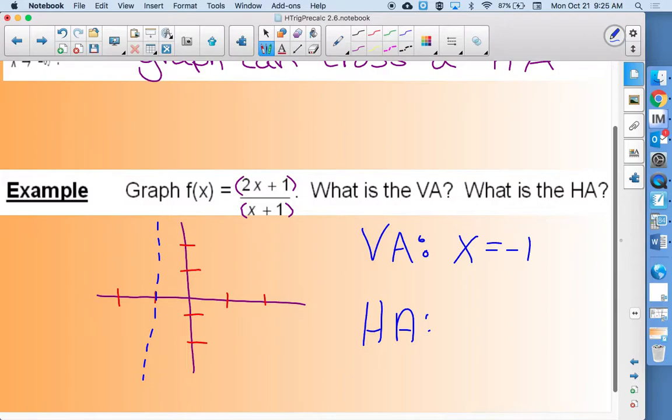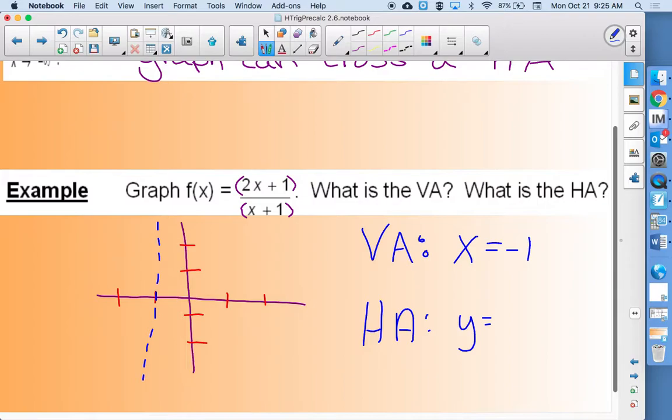What's the HA? So if you're not sure, go to the table of values and just kind of make x bigger. So keep going down or going up as your x is getting bigger. You should see your y value is getting closer and closer and closer to a number. Remember, as x is getting bigger, what's happening with y? Anybody kind of see, Josh? A little less than 2.